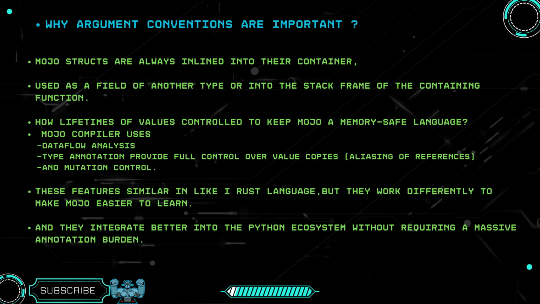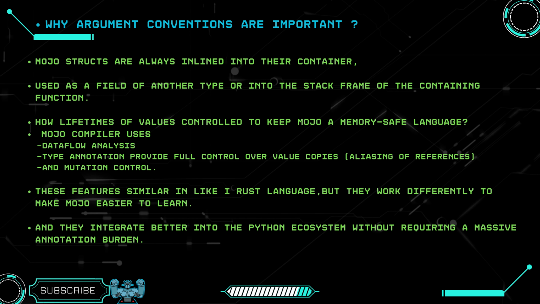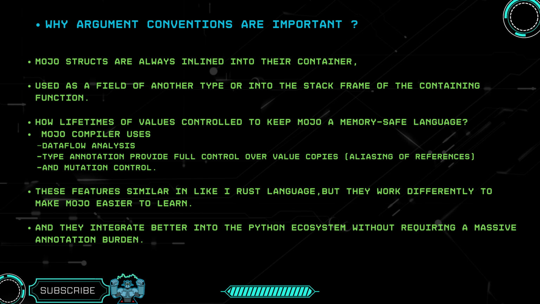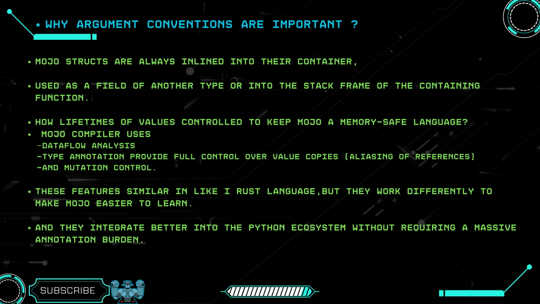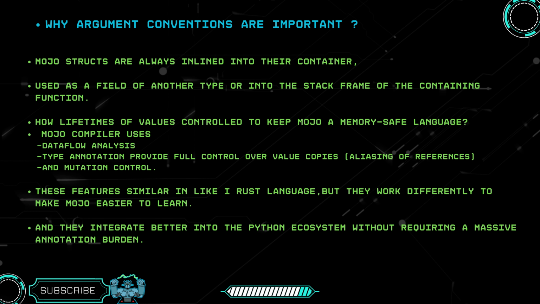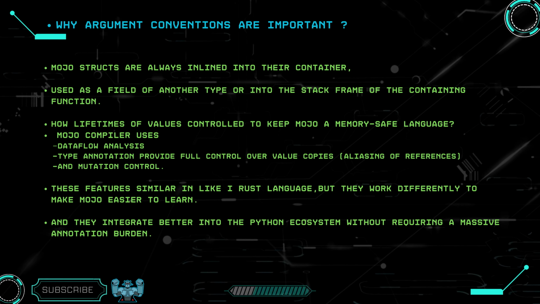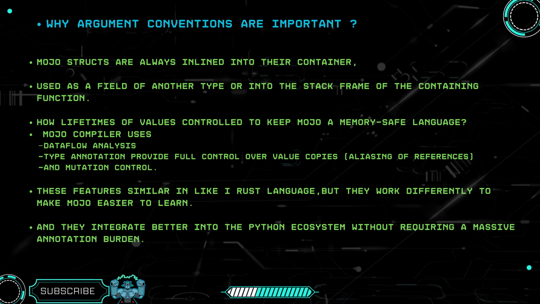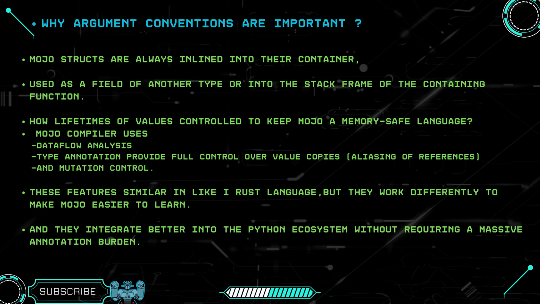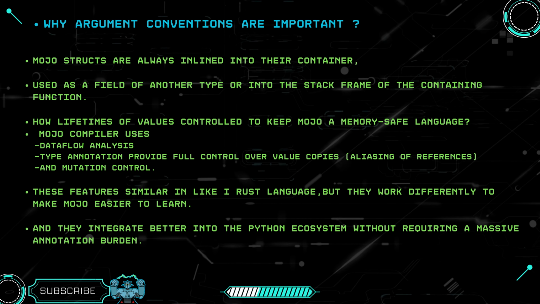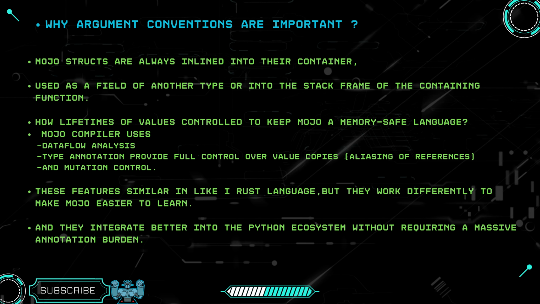The Mojo compiler uses data flow analysis, and type annotations provide full control over value copies, aliasing of references, and mutation control. These features are similar to the Rust language, but they work differently to make Mojo easier to learn, and they integrate better into the Python ecosystem without requiring a massive annotation burden.